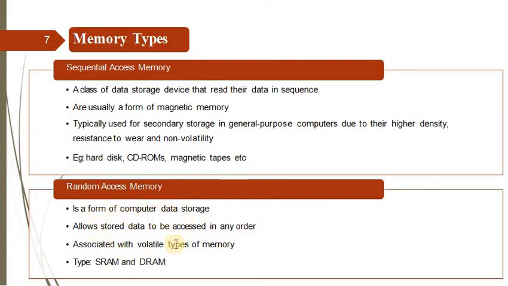Random access memory is a form of computer data storage within a computer that allows stored data to be accessed in any order, associated with volatile types of memory. This is non-volatile, this is volatile. Types are SRAM and DRAM. So RAM, SRAM and DRAM, that is a primary memory.